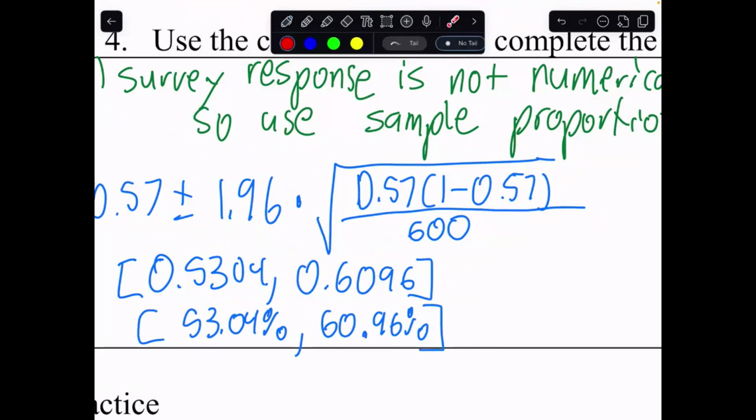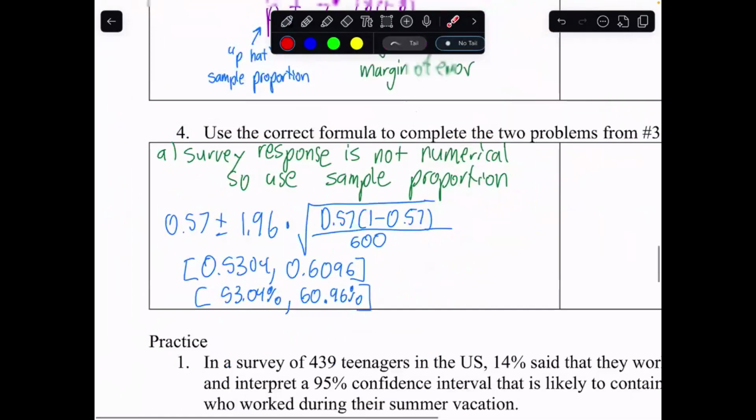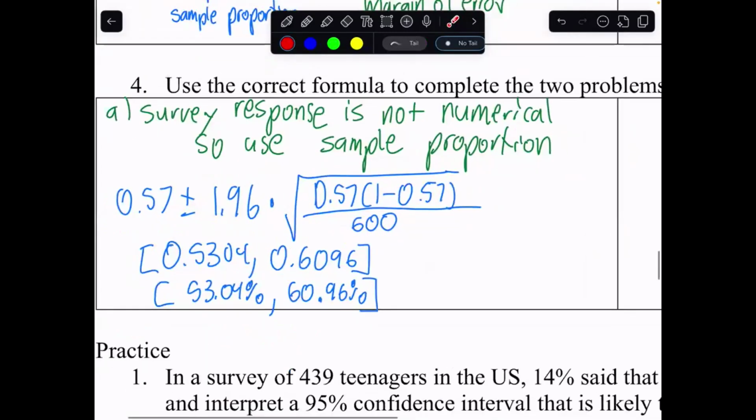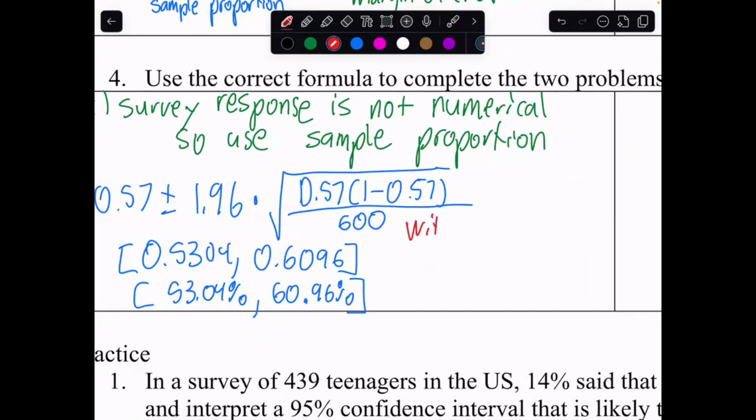Based on our sample data, we think it's very, very likely that student A will win the election, because we think that their true percentage of votes received is somewhere between 53% and 60%. It's very, very unlikely that the true mean is below 50%, which is what you need to have the majority. Of course, it's possible, but unlikely. So what this represents, with 95% confidence.